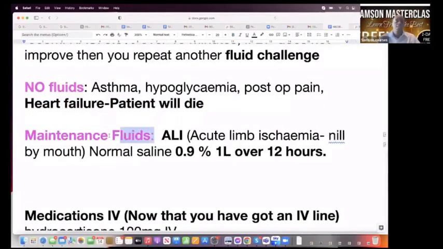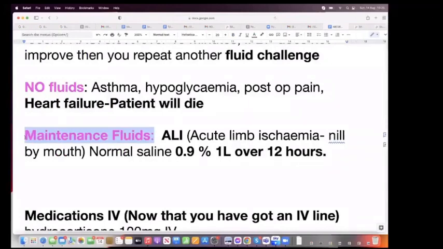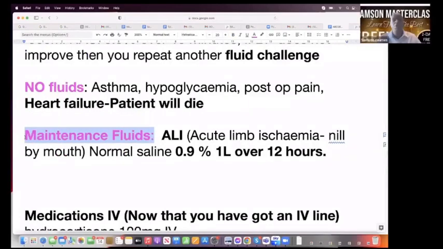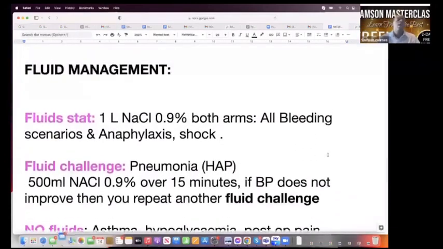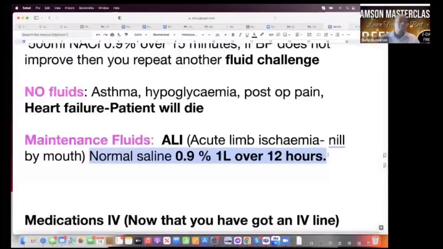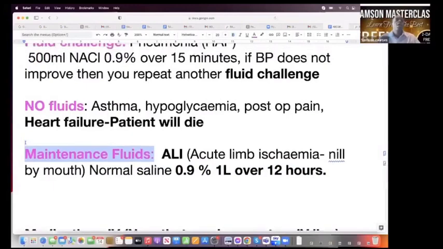Maintenance fluid. Are there situations where we said yes, when do we give maintenance fluid? If the patient is nil by mouth and is being planned for an operation. In this particular case, the patient has an acute limb ischemia and is being planned to go for an operation, and you're going to advise the patient not to eat or drink anything, which means you have to give them what? Maintenance fluid, normal saline, 1 liter over 12 hours. So we're saying in here, there is a resuscitation fluid and there is maintenance in our scenarios. So maintenance in here is for nil by mouth.